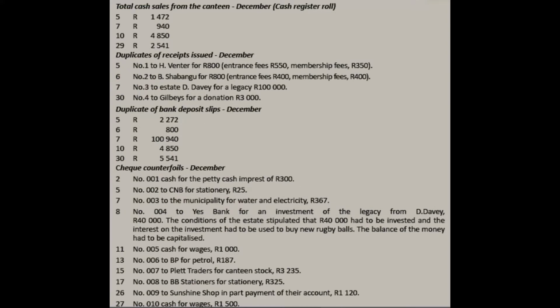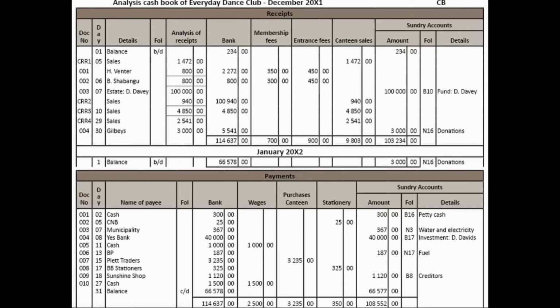Okay, so let's start with the transactions or the entries in the cash book. What do they give you? They give you the source documents for those transactions: the total cash sales from the cash register roll, duplicates of receipts issued, duplicates of bank deposit slips, and then the cheque counterfoils. Okay, so let's start with the debit side of the cash book. That was the receipt side.